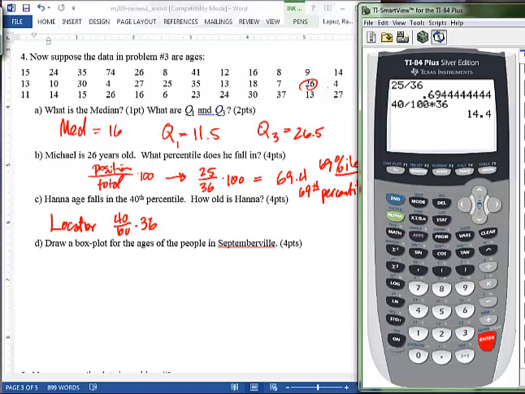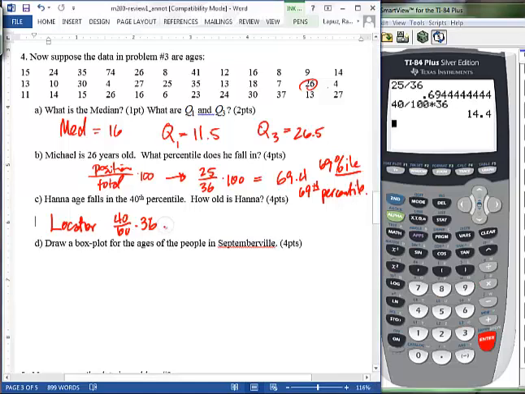14.4. And remember the round-off rules for this. We always round up. So regardless of what number is in the tenths place, we always go to the next whole number, which is the 15th position. Now this is not your answer. 15 is not your answer.